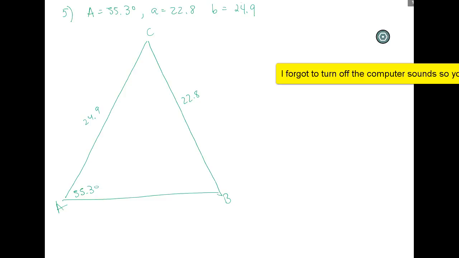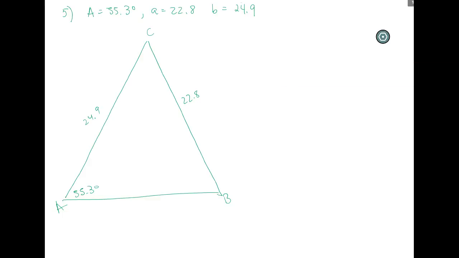So I'm going to redo problem 5 with the triangle inside the triangle so you can have a visual representation of what we're seeing here. So we're given this triangle where angle A is 55.3 degrees, side A is 22.8, and side B is 24.9. I do this as an equilateral, well, sort of an equilateral, because sides A and B are pretty close to each other. And then I'm going to go with the next step.